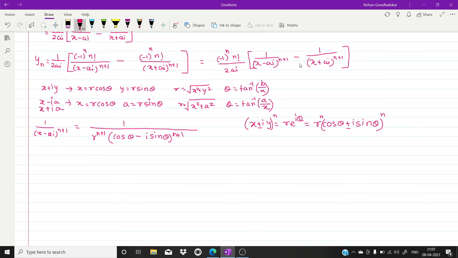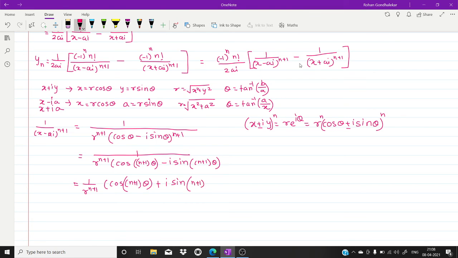Further, we apply de Moivre's theorem to this bracket, and hence we get 1 upon r raised to n plus 1 into bracket cos of n plus 1 theta minus i sin n plus 1 theta. Now if we take that term to the numerator, we get 1 upon r raised to n plus 1 into cos n plus 1 theta, the minus becomes plus i sin n plus 1 theta.